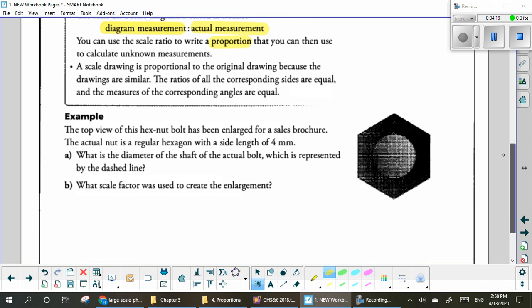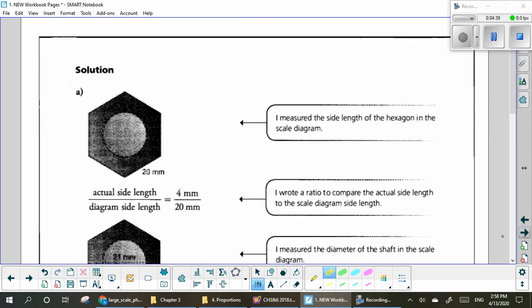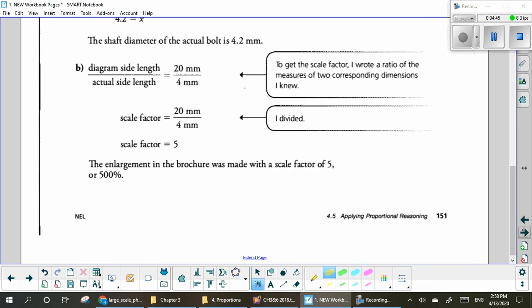There is an example here where they're comparing a hex nut bolt, and there are usually some diagrams. If you look at this one, it shouldn't be this big because it seems pretty huge. So this would be an enlargement, and you can look through the example. They go through some calculations in the solutions. We're just going to go straight to our practice questions.